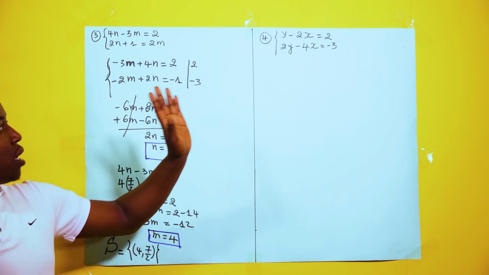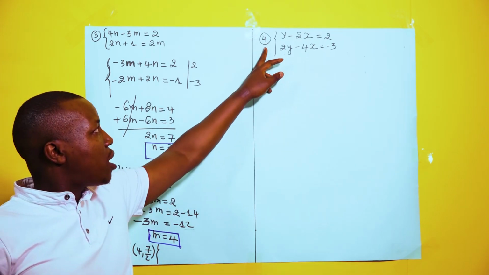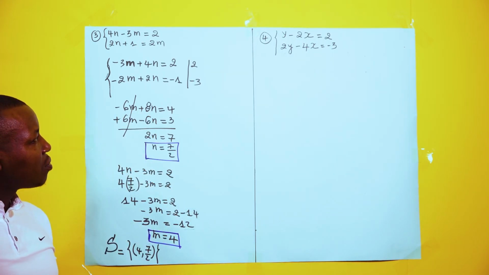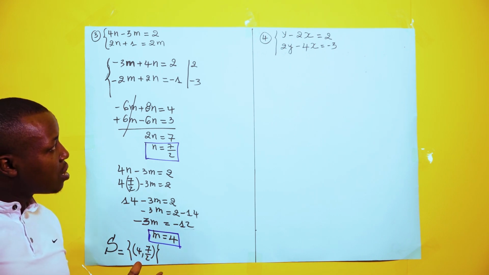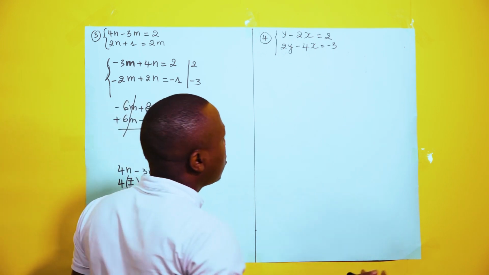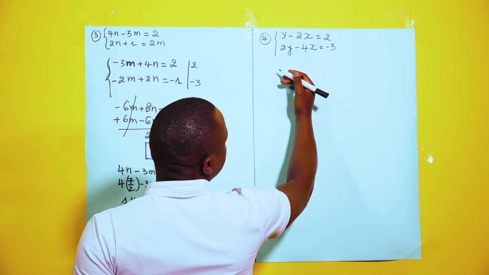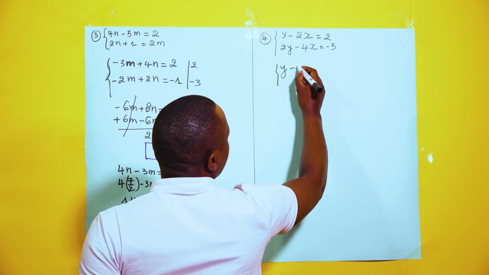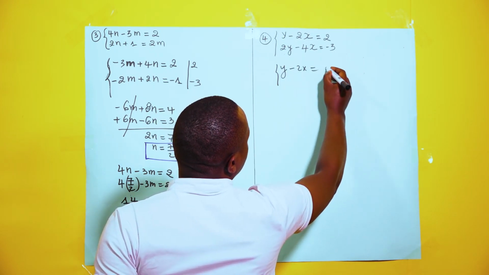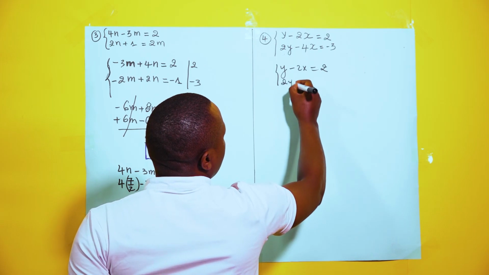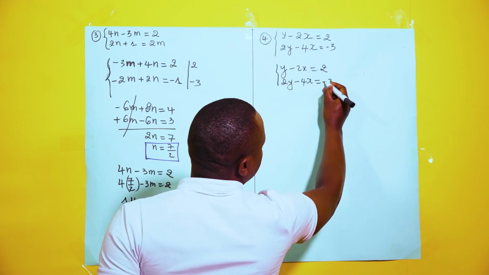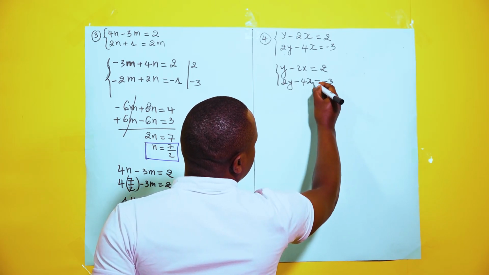Okay. Let's also see how we can solve question number 4. Oh, it is not arranged because we start from x. I try to arrange them, or you can even do it in this way. So this system is y minus 2x equals to 2, and 2y minus 4x equals to negative 3.